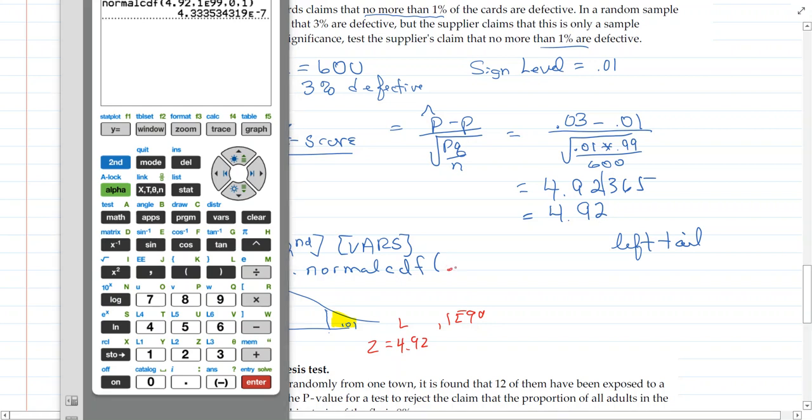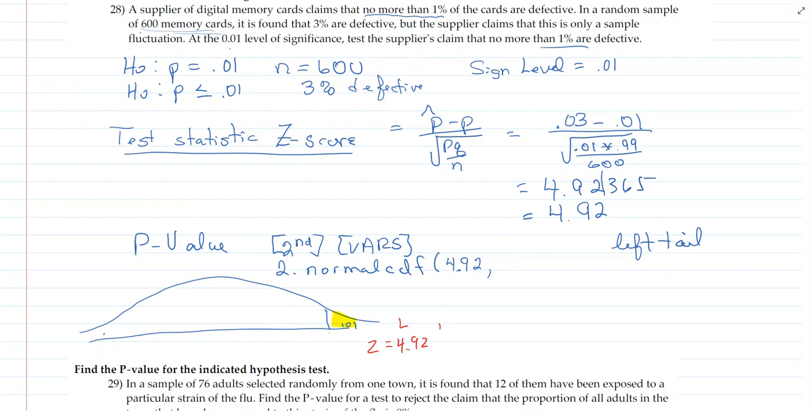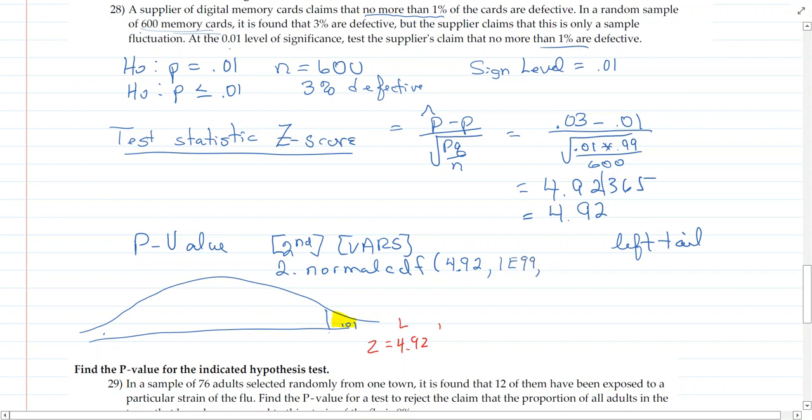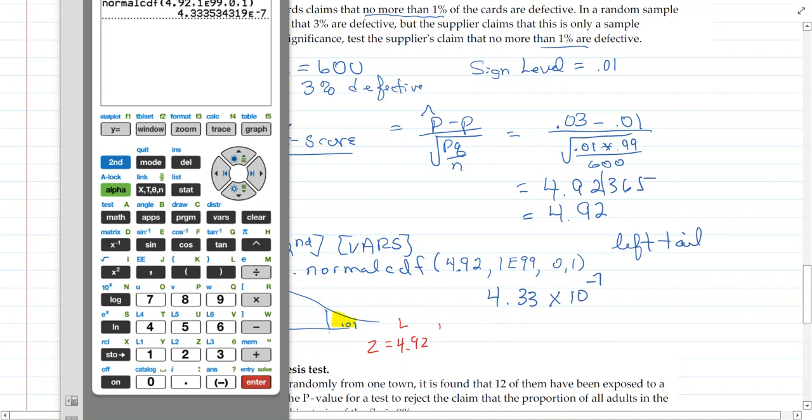So this is going to be 4.92. And here's one of those scenarios where you have to read the calculator correctly. Notice it says 4.33 and so on, but it says times 10 to the negative 7, very, very tiny. So that rounds to 0.